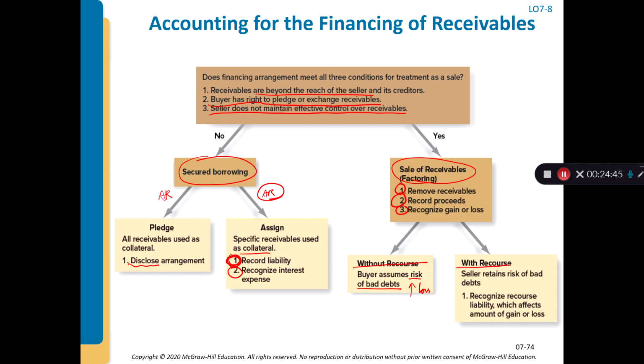With recourse means you assume the risk of the bad debts and you need to recognize a recourse liability. Hence that will affect your losses or gains, right? Reduce your gain, increase your losses. But without recourse means that you wash your hands, you don't assume any risks.